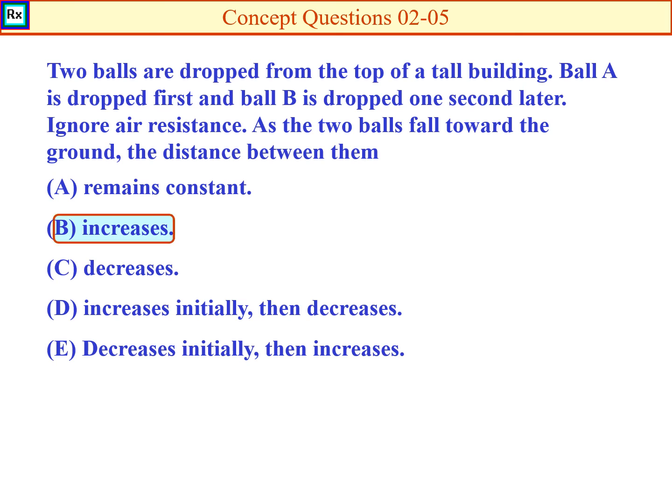The distance between them is actually going to increase, because by the time the second ball is dropped, the first ball is already moving. So if it's already moving, then it already has a speed, and the average velocity of ball A as it's falling is going to be faster all the time after B is dropped. So therefore it's going to cover more distance in the same amount of time. So the distance between them is going to increase.